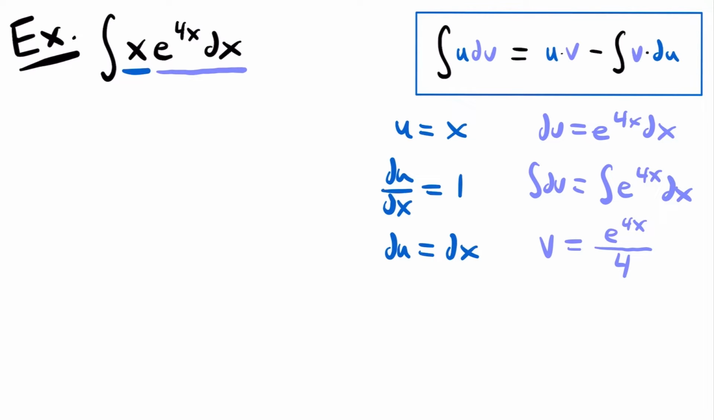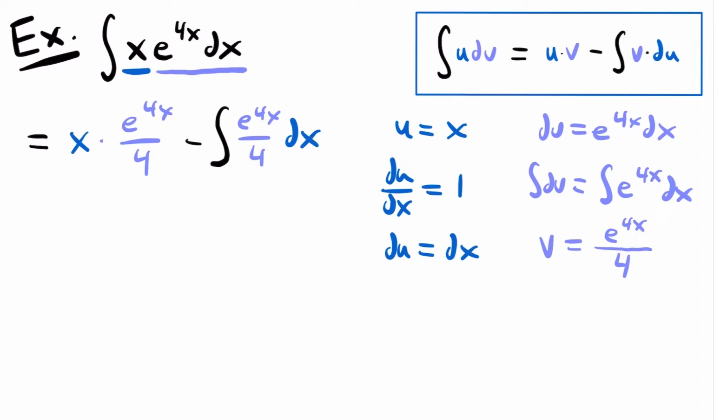Okay, and so now let's use what we have here to rewrite this integral using the integration by parts formula. We will have that this is equal to u times v, and u is x, and v is e to the power of 4x divided by 4. So we will have x times e to the power of 4x divided by 4, and then we will subtract the integral of v, which is still e to the power of 4x divided by 4, and then we will multiply that by du, and du is just equal to dx, and so we'll multiply by dx.